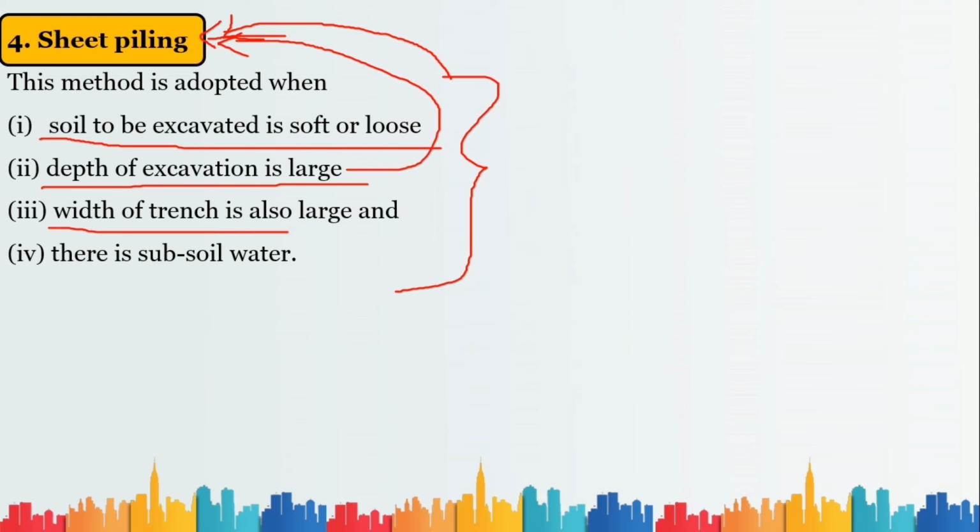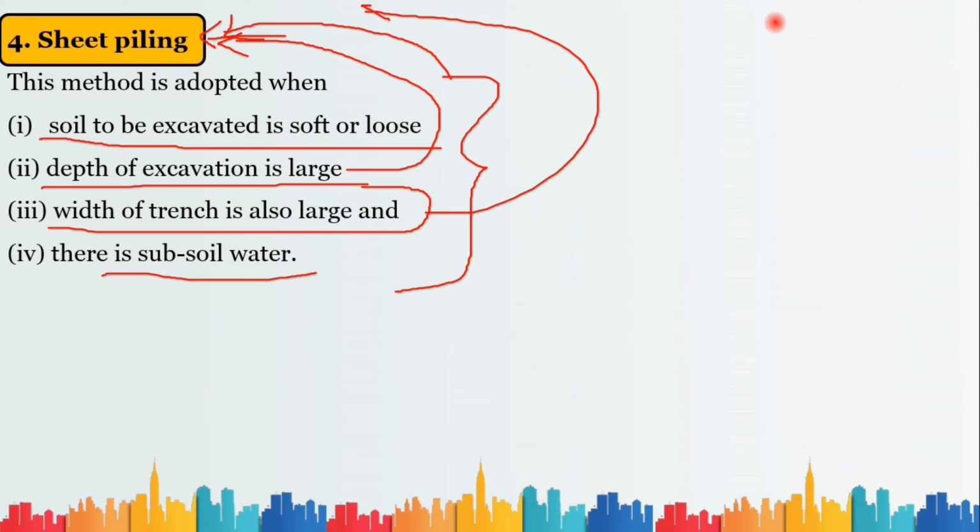The width of the trench is also large. If you look clearly at each slide, we discussed width in method number 2, also called the box sheet method, and that is up to 4 meters. Sometimes we require more than 4 meters, so at that time again I need to choose method number 4. And the last one is subsoil water, also represented as the water condition or the groundwater table.